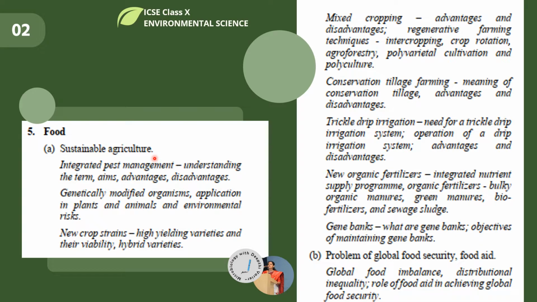Now, as per the syllabus, we need to know what sustainable agriculture is and then the various methods or practices that are in place for sustainable agriculture, like mixed cropping or using drip irrigation or using organic fertilizers, gene banks, genetically modified organisms, etc. We'll be focusing on what it is and then the advantages and disadvantages. And then the second part of the video will be about the global food security and how food aid can actually resolve this problem.